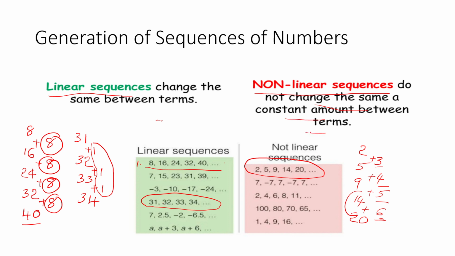I will take one more example here: 2, 4, 6, 8, 11. I will just write here 2, 4, 6, 8, 11.